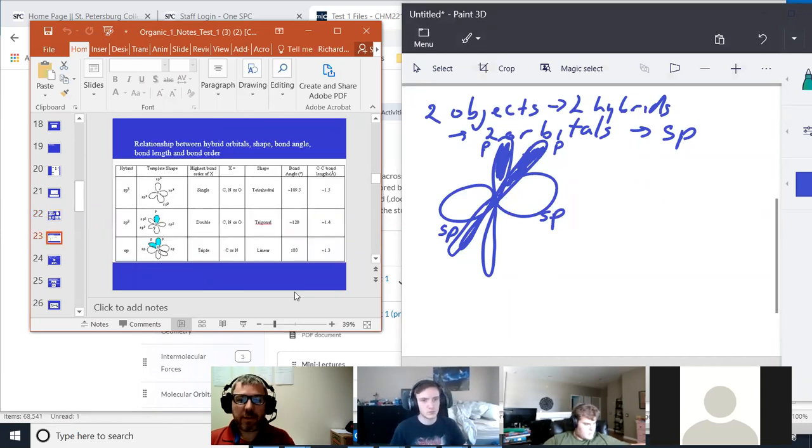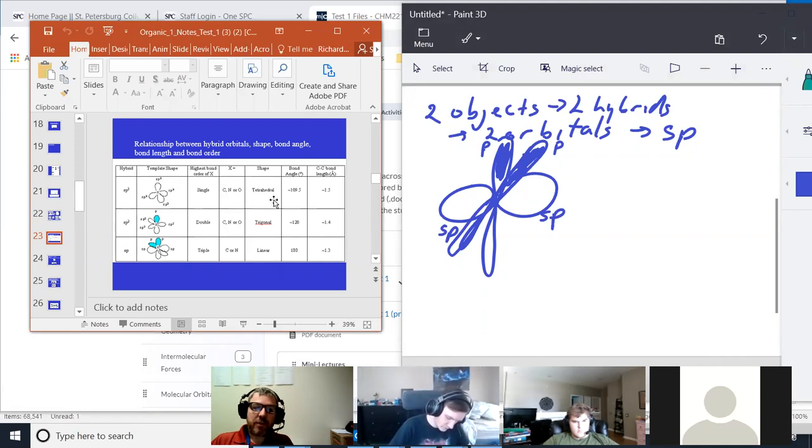Okay, so here is a summary of what we know about these hybrids. And this is pretty much for any atom that we can talk about that's carbon, nitrogen, or oxygen. So for sp3, everything's going to be single bonded. The central element can be carbon, nitrogen, or oxygen. The shape is always tetrahedral. The bond angle is 109.5 degrees. That's just something you're going to have to memorize because that's what it is for any tetrahedral shape, 109.5 degrees.